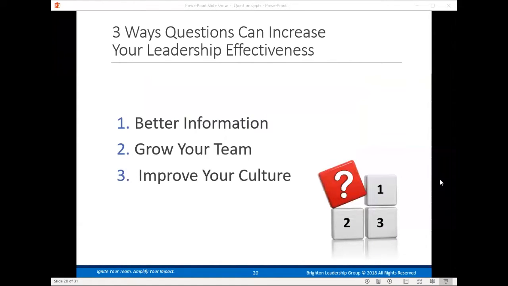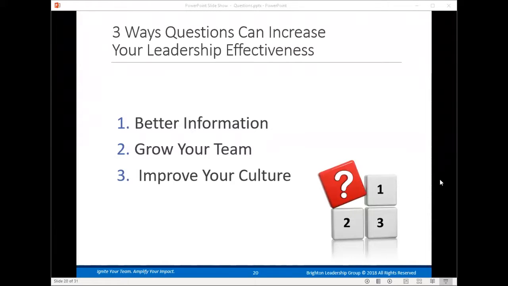Fantastic. All right, so we're talking about leadership effectiveness here. And these are three ways that questions increase that effectiveness. So we talked at the very beginning, Bob, you shared the story about the rowboat and by all team members rowing together, by all team members sharing what they know, then a leader is going to get better information because they ask questions rather than make assumptions.